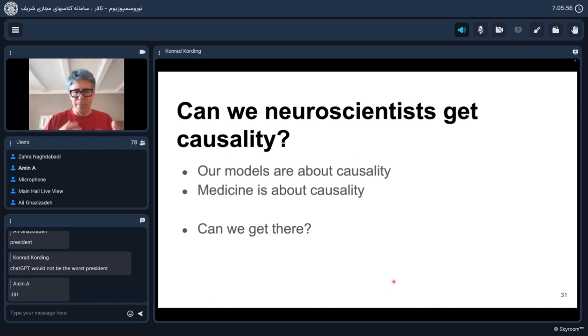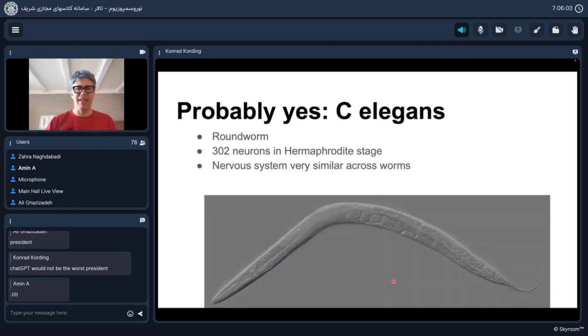And of course, people just so deeply want causality. Our models are all about causality. Medicine's all about causality. Can we even get there? I think as neuroscientists, we can. And I think as a field, we should.